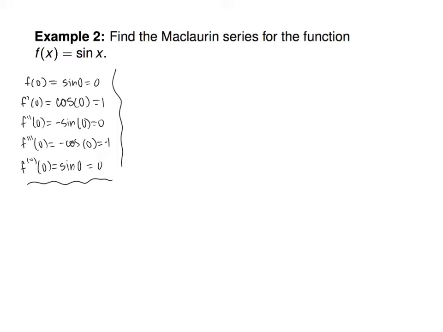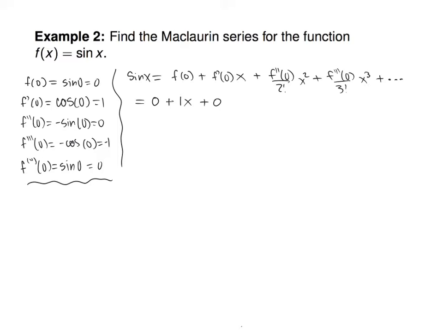Okay, so sine of x is equal to f of 0, plus f prime of 0 times x, plus second derivative at 0 over 2 factorial x squared, third derivative at 0 over 3 factorial x cubed, etc. A lot of these terms are going to 0 out. The first term, f of 0, is 0. Then we have 1x. Then we have another 0 term.